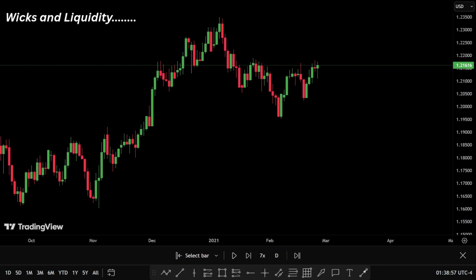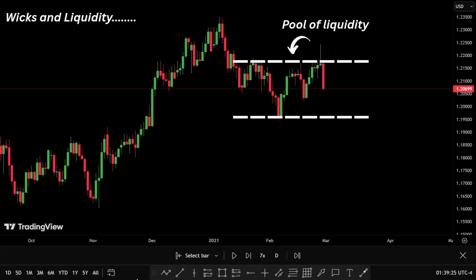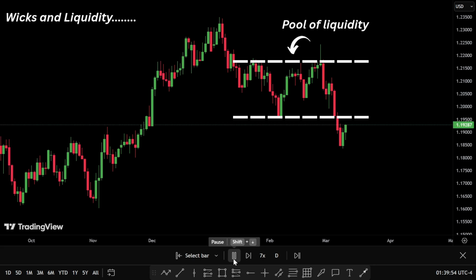Wicks and liquidity. Now let's talk about something powerful. Liquidity. When price is in consolidation, it often creates equal highs and equal lows. Sellers enter positions and place their stop losses above equal highs. This creates a cluster of stops, a pool of liquidity above those highs. When price spikes above that level and then quickly drops back down, that's not strength, that's a trap. Price is sweeping liquidity before moving in the true bearish direction.